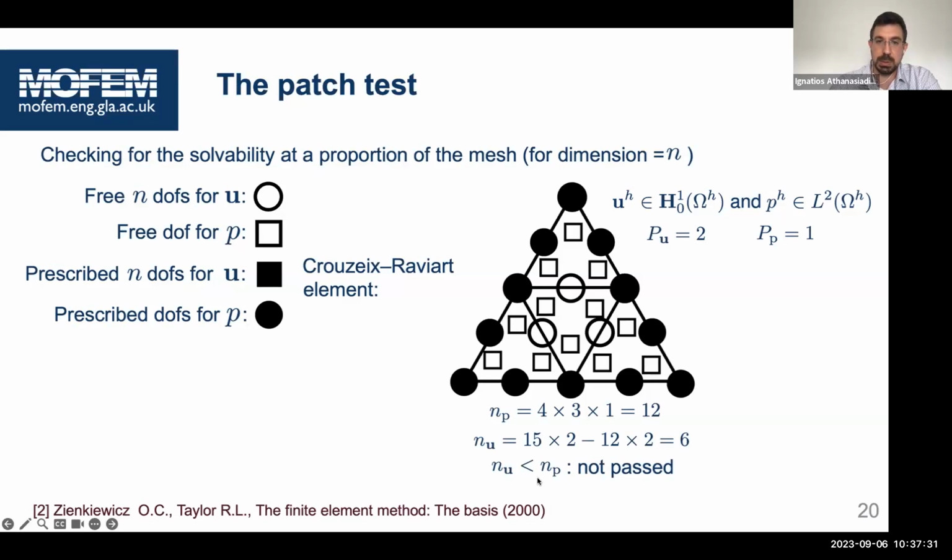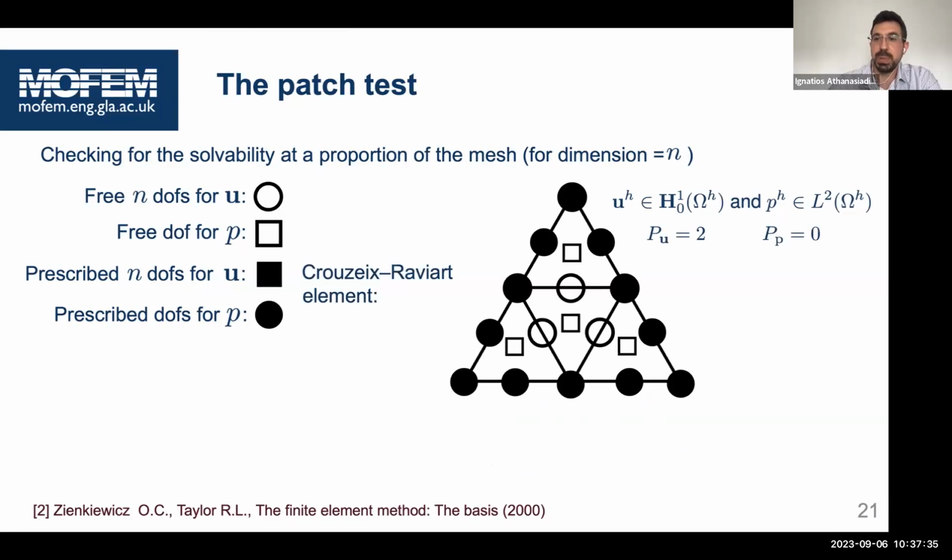So in order to resolve this problem, we can bring down the approximation for pressure, now having order 0 for L2 and 1 unknown for each element. And this will eventually allow the test to pass.